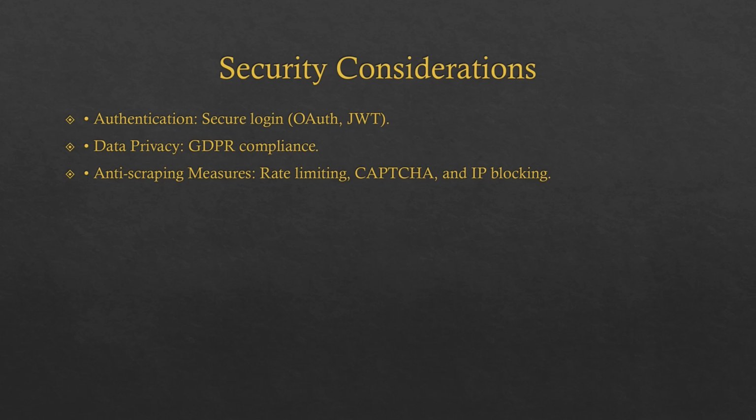Security is a critical concern in any system. For authentication, we can use protocols like OAuth or JWT to ensure secure user login. Data privacy is essential, especially in light of regulations like GDPR. We should also implement anti-scraping measures such as rate limiting, CAPTCHA, and IP blocking to protect our system from malicious users.